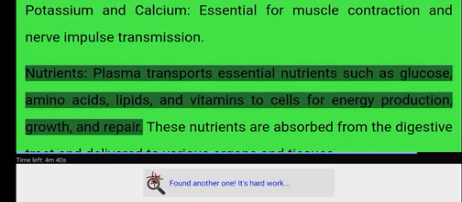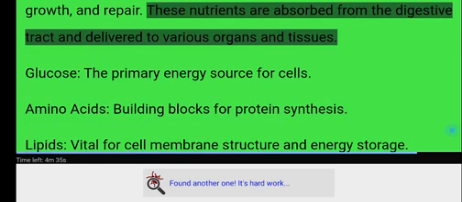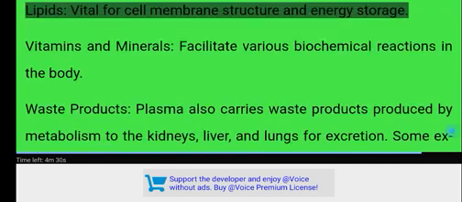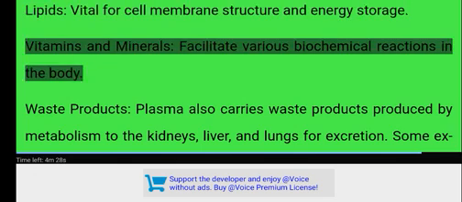Nutrients. Plasma transports essential nutrients such as glucose, amino acids, lipids, and vitamins to cells for energy production, growth, and repair. These nutrients are absorbed from the digestive tract and delivered to various organs and tissues. Glucose, the primary energy source for cells. Amino acids, building blocks for protein synthesis. Lipids, vital for cell membrane structure and energy storage. Vitamins and minerals, facilitate various biochemical reactions in the body.